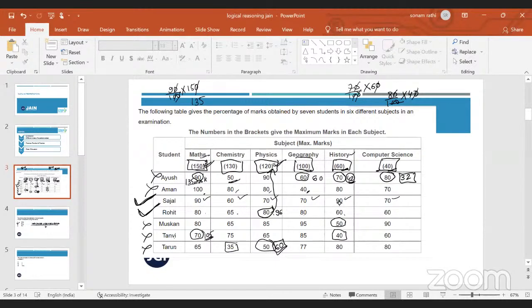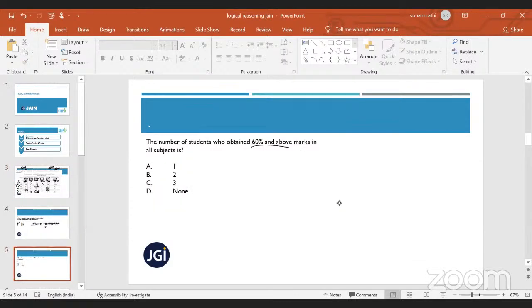Only Sajal and Rohit are the two people who are getting 60% and above. So only how many students? Only 2 students, right? Yes, only 2 students, not 3 students. Only 2 students are getting 60% or more, right? Okay, this was an easy question. There's no calculation. You just have to see the table properly, and if you see the table properly, you will get this answer. Okay, next question.